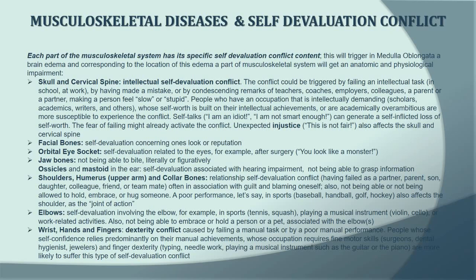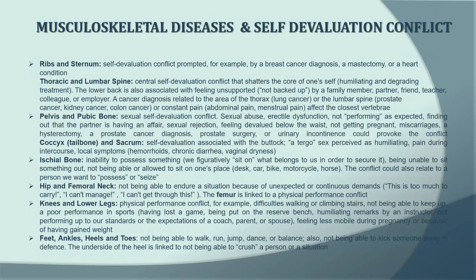People whose self-confidence relies predominantly on their manual achievements, whose occupation requires fine motor skills, like surgeons, dental hygienists or jewelers, as well as finger dexterity, like typing, needlework, playing a musical instrument, are more likely to suffer this type of self-devaluation conflict and therefore those types of problems. Problems with your ribs and your sternum come from a self-devaluation conflict that is prompted, for example, by a breast cancer diagnosis, a mastectomy, or a heart condition.